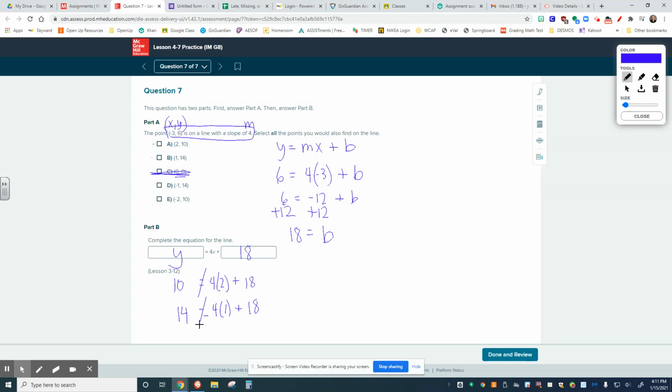But what happens if I take this to -1 and I go with 14 is equal to 4 times -1 plus 18? Well, then 14 is equal to -4 plus 18, which is a true statement. I know this one right here is good.